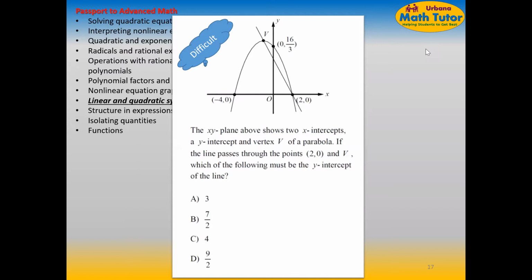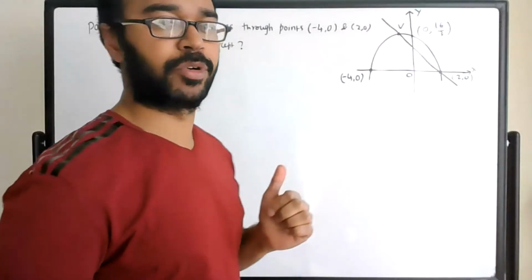So what I've got here is basically two systems, one parabola, the other one a line. The problem reads: the xy-plane above shows the x-intercepts, y-intercept, and vertex V of a parabola. If the line passes through the point (2, 0) and vertex V, which of the following must be the y-intercept of the line? So let me stop the screen share. I'll show the same problem on the board. I have it on the board.